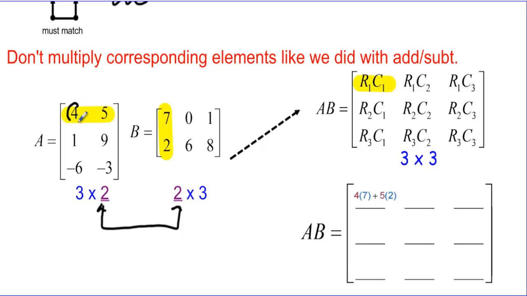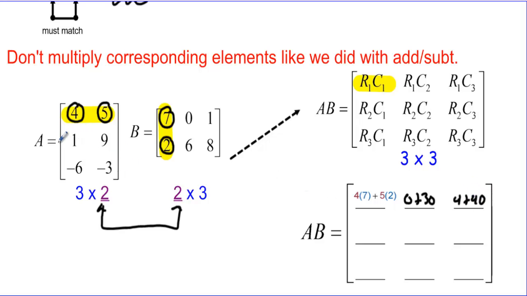We have a number in the first row for the first number in the first column, and then a number in the first row to match up with the second number in the first column. So we can take 4 times 7 plus 5 times 2. We go row, column. Then the next one is row, column: 4 times 0 is 0, plus 5 times 6 is 30. And then finally we go row with the third column: 4 times 1 is 4, plus 5 times 8 is 40, so plus 40.